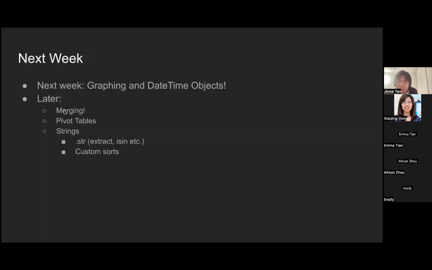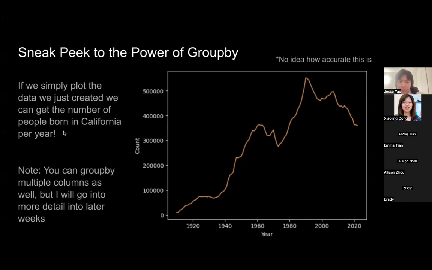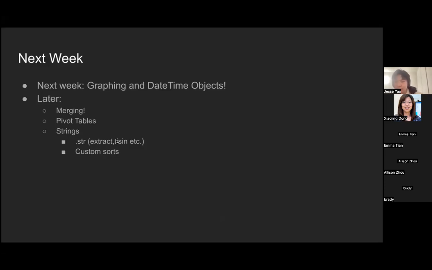And then way later, we can talk about merging tables. If I have two tables, how do I merge them together? Pivot tables, which is like group by two objects, which I talked about a little bit. We will also talk about strings, for example if I want all the baby names that start with A, then there are ways to do that, like extract. And then I'll also talk about, if we really want, and this is way later, custom sorts. I want to sort my data frame in a unique way. How do I do that? And so yeah, that's all for this week.